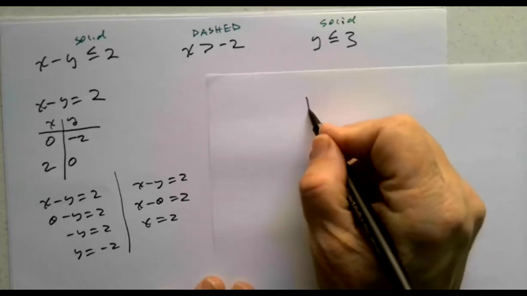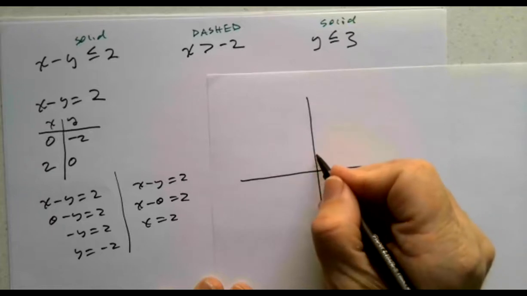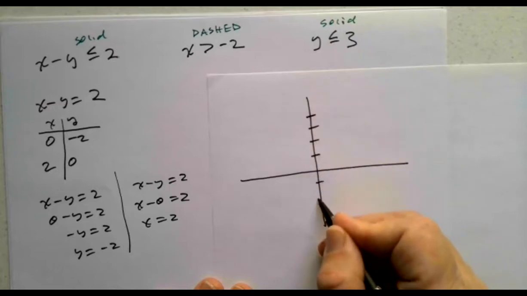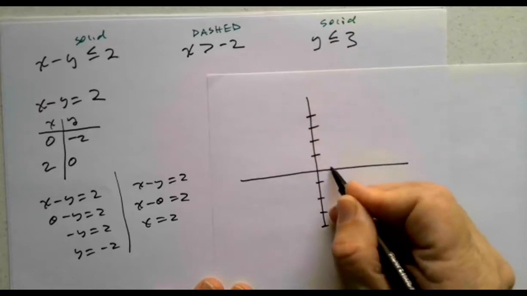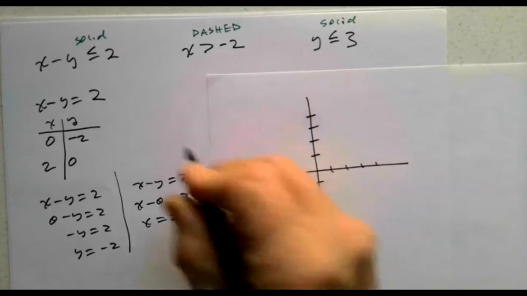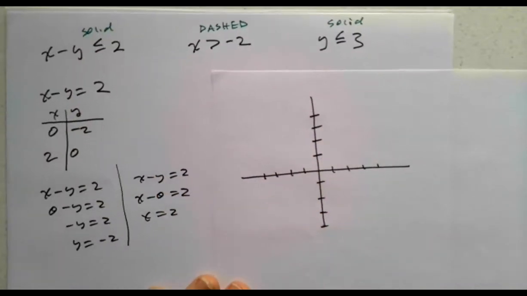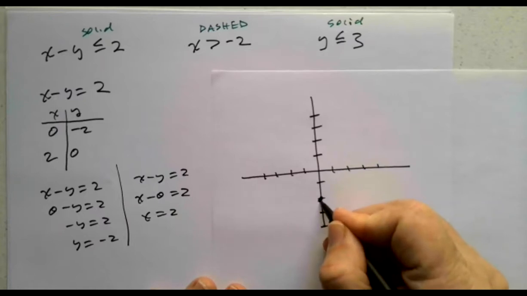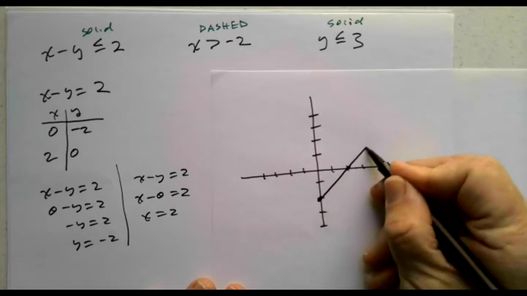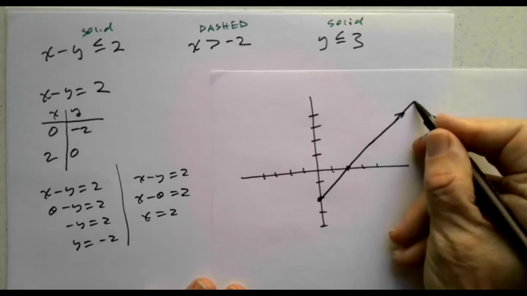So let's draw this as best we can. Okay, this is a solid line. We know that if x is 0, y is -2. If x is 2, y is 0, and this is a solid line, looks like this. Keep it going longer.